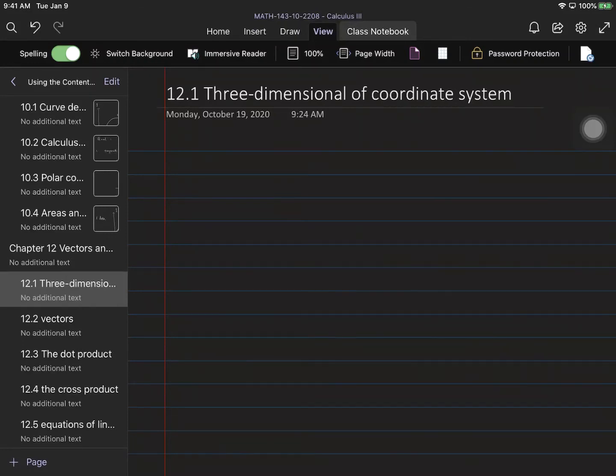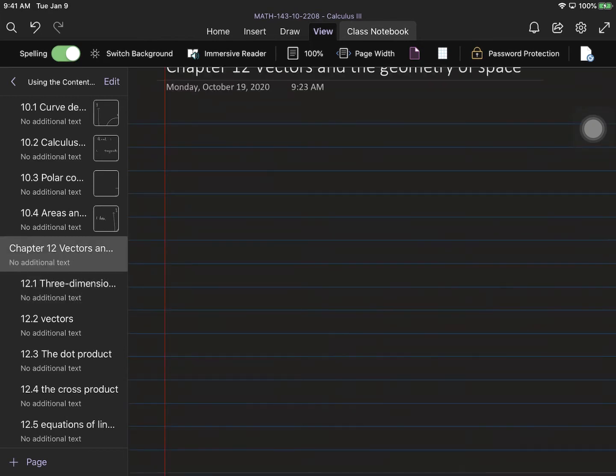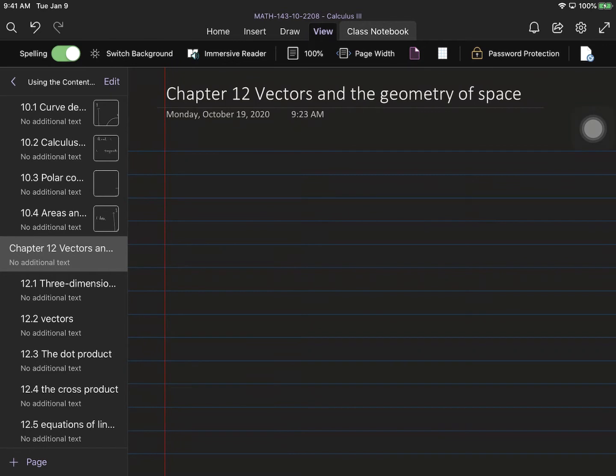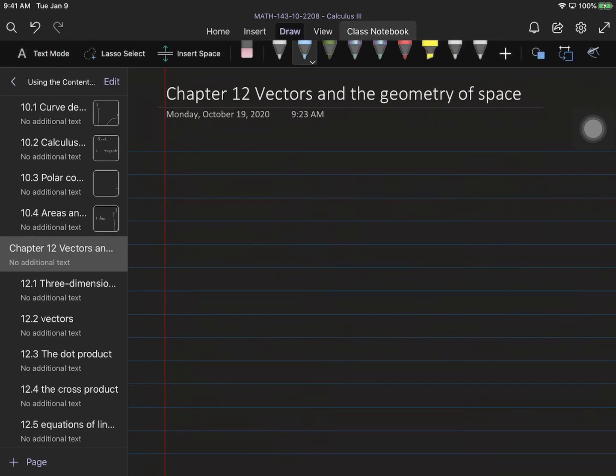Hello, we are going to start chapter 12, which is vectors and three-dimensional space. And why do we want to learn this? Because in calculus 4 we are going to learn multiple variable functions, for example z equals f(x, y). So it is a multiple variable function. Actually, this is in 3D, three-dimensional. So we have x, y, z. Given x, y, we have a z value, and the point is given by x, y, z.